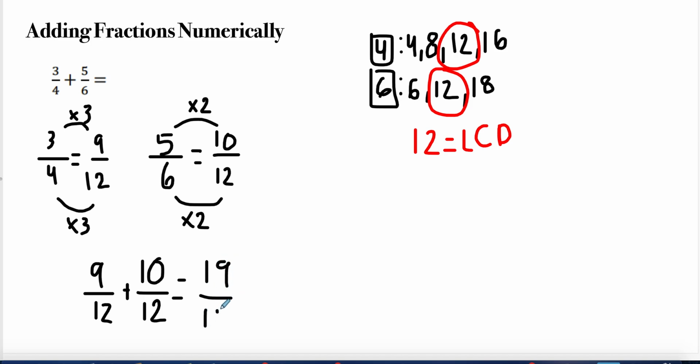I notice that that is a fraction greater than 1 because the numerator is greater than the denominator. So I'm going to rewrite that as, well, let's think. 12 goes into 19 one time, and there's a remainder of 7. So 1 and 7/12 is my answer.